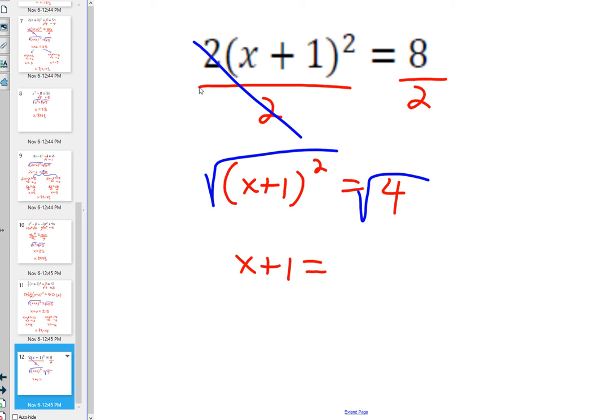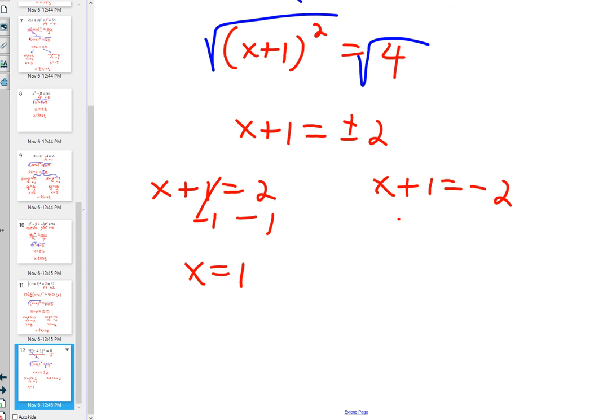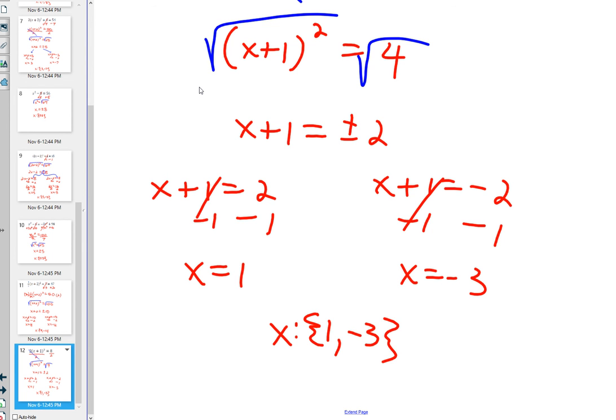What is the square root of 4? Plus or minus 2. But because the variable has not been isolated yet, we still have to get rid of the 1, and the plus minus is there, so you split it up. Minus 1 minus 1, x equals 1. Minus 1 minus 1, x equals negative 3. So there's two solutions here. X can either be 1 or it can be negative 3. Any questions?